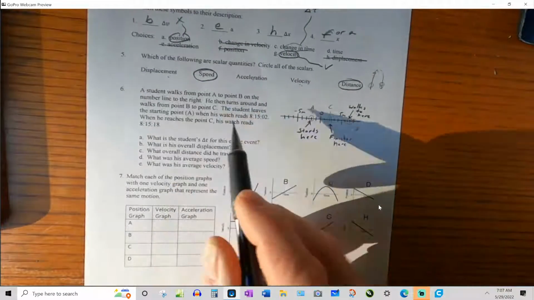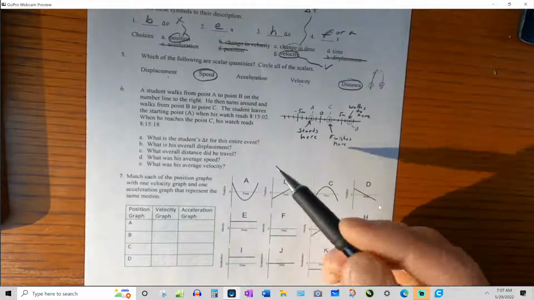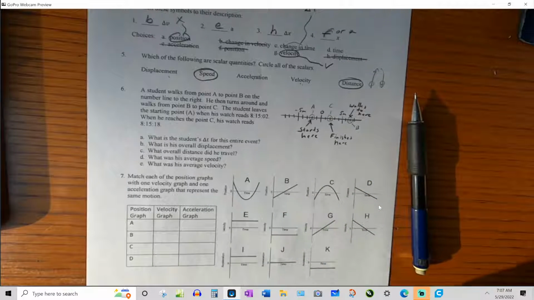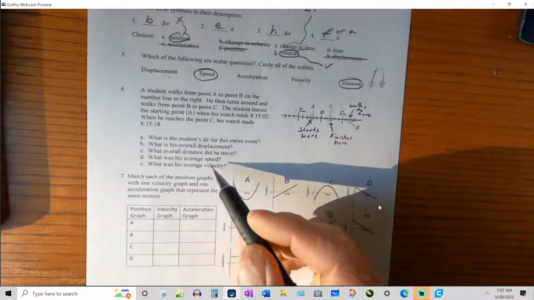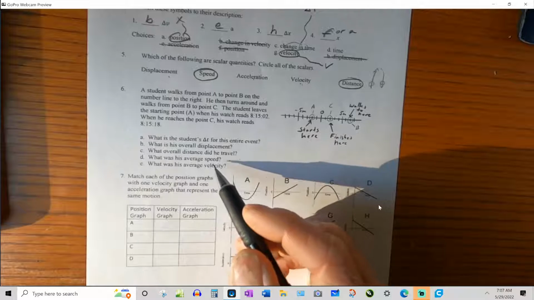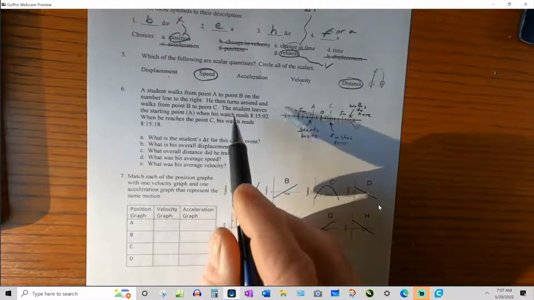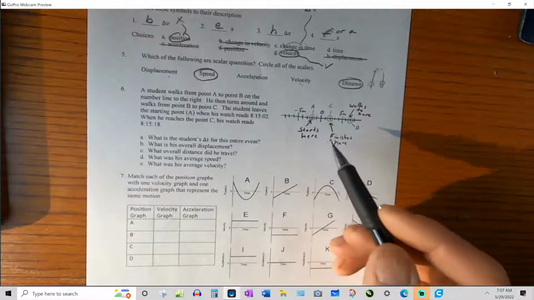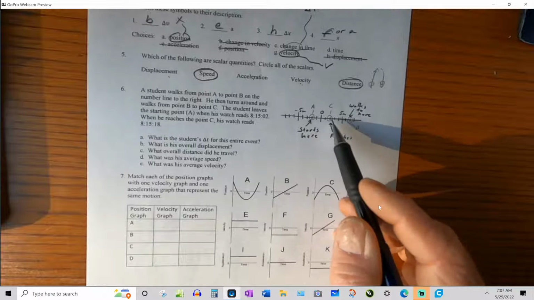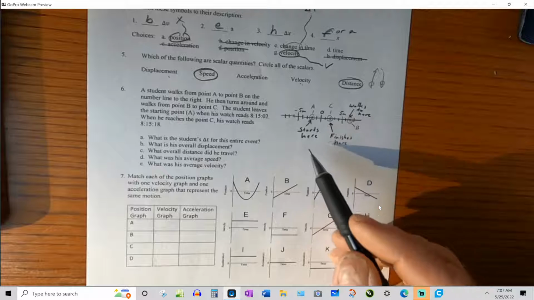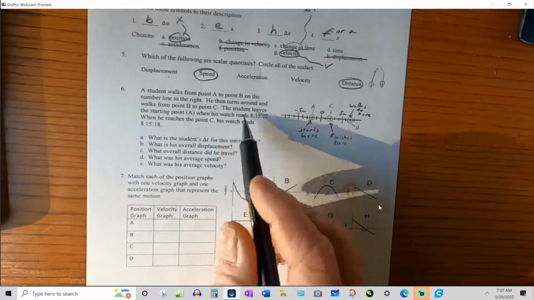We have a student walking from some point to another point. Now this is going to be different on your exam, the exact scenario. You just have to be really comfortable with what these terms mean down here and how to deal with them. So in this particular case, somebody starts at A and walks to B and then goes back to C. So let's do that. And then we're given a time.